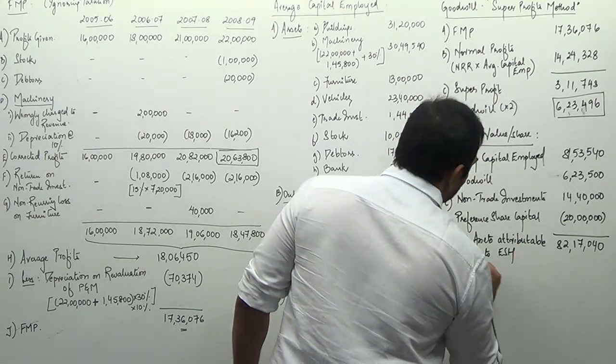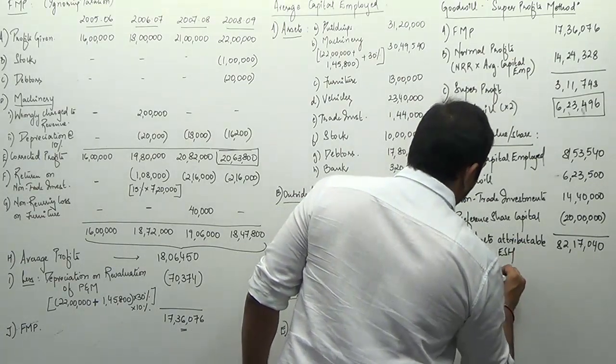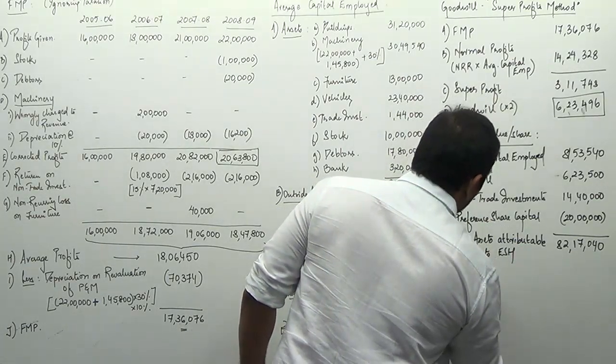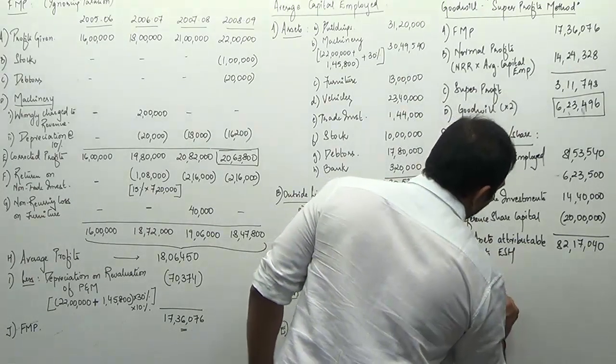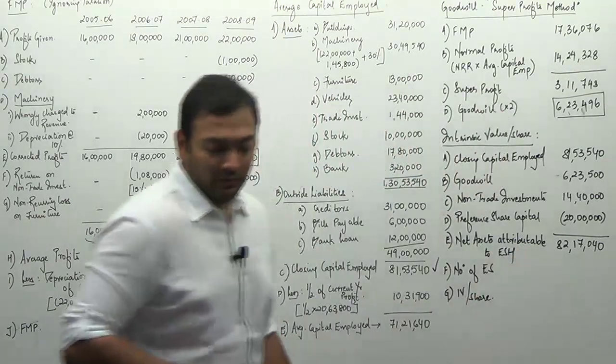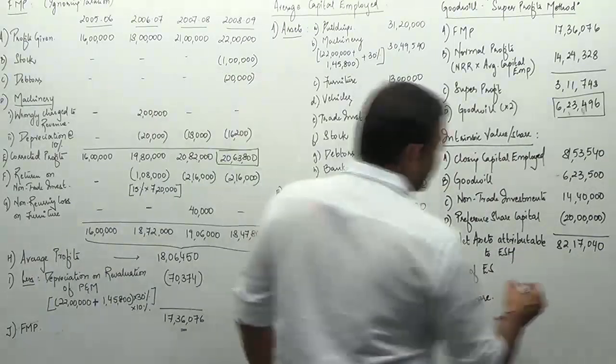Divided by number of equity shares, and we get intrinsic value per share, IV per share. Number of equity shares is 4 lakhs.